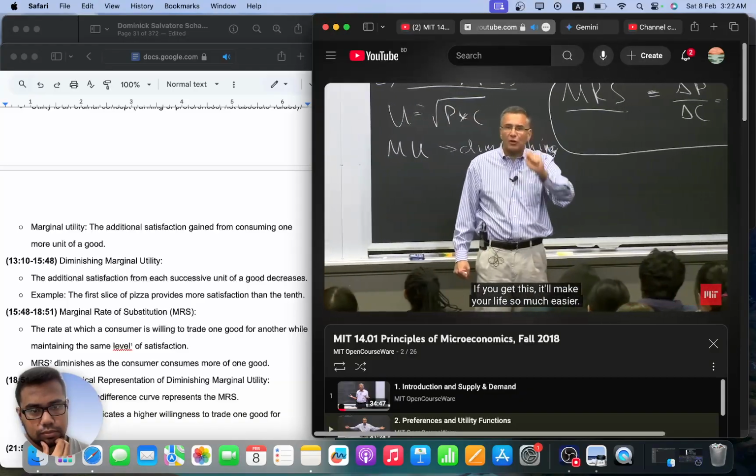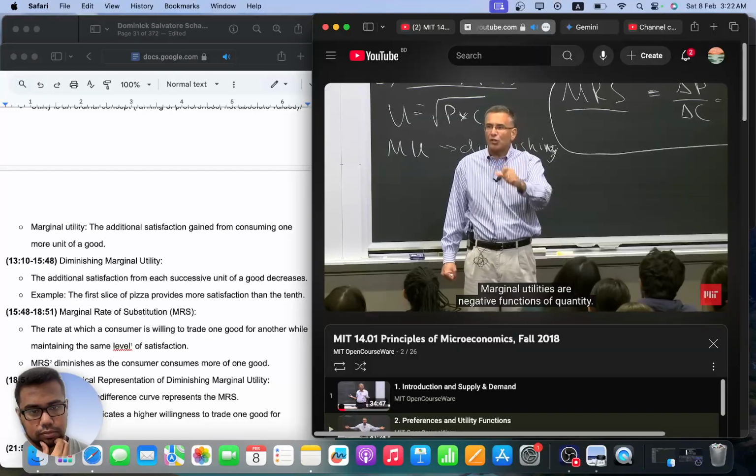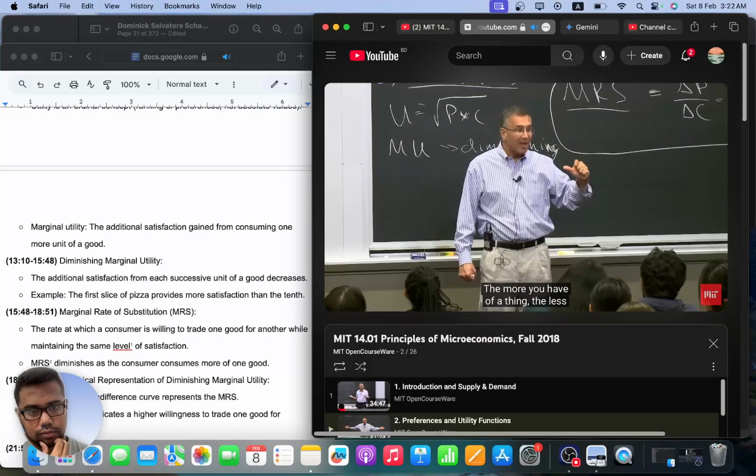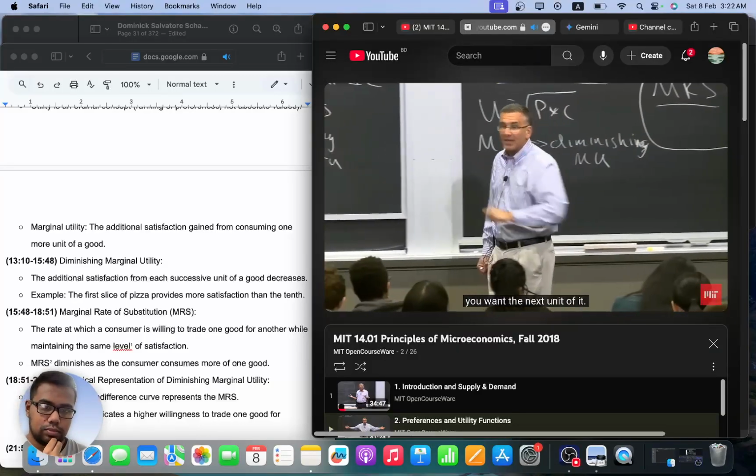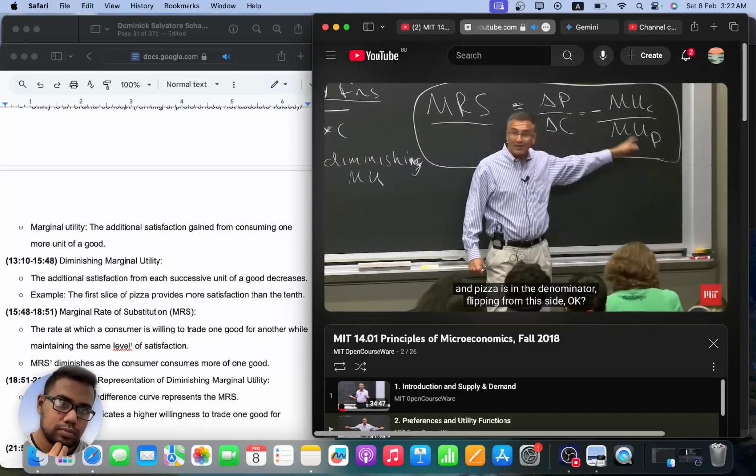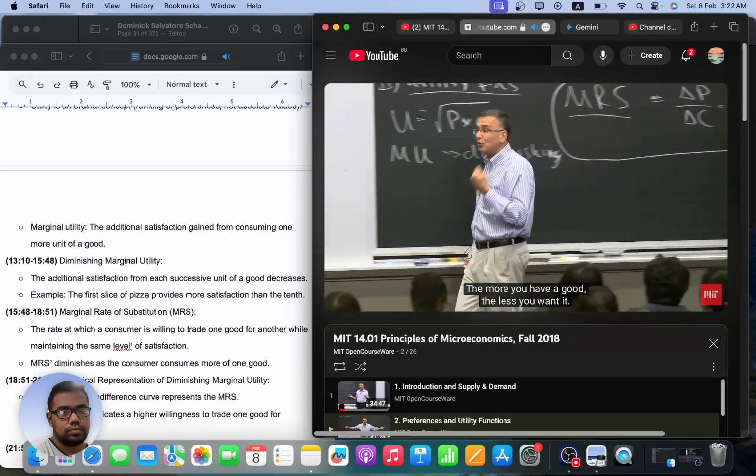If you get this, it'll make your life so much easier. Marginal utilities are negative functions of quantity. The more you have of a thing, the less you want the next unit of it. That's why, for example, cookies is now the numerator and pizza is the denominator, flipping from this side. Okay? The more you have the good, the less you want it.